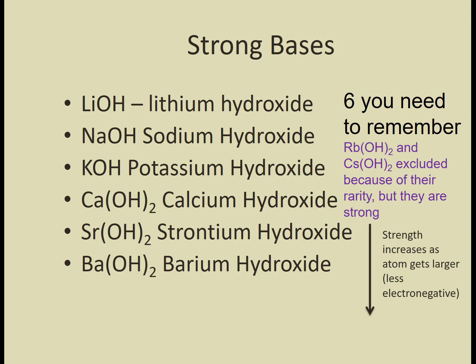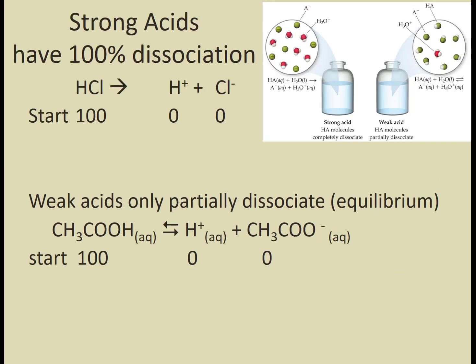In the alkaline earth metals, the very first two alkaline earth metals are not strong when they're put with hydroxide. So beryllium hydroxide and magnesium hydroxide are not strong, but calcium, strontium, and barium do form hydroxides that are strong. The strength of the base increases as the atom gets larger, or it becomes less electronegative.